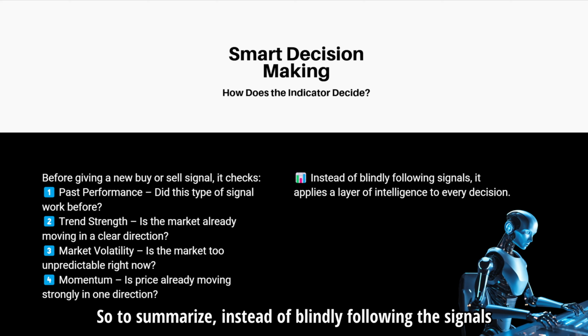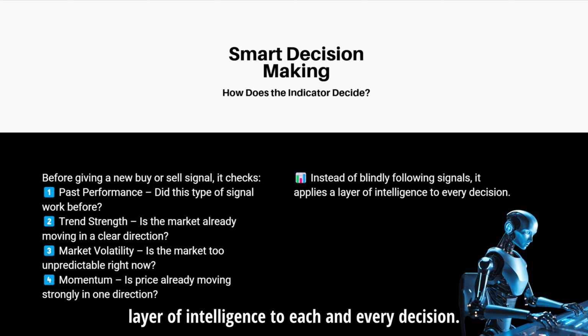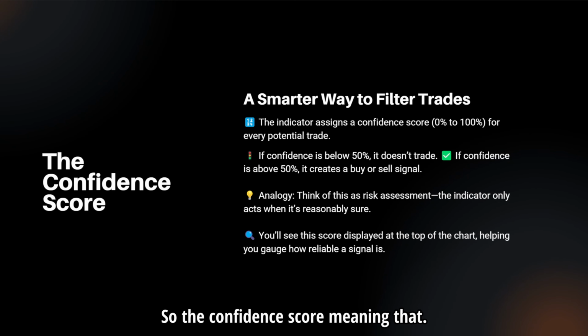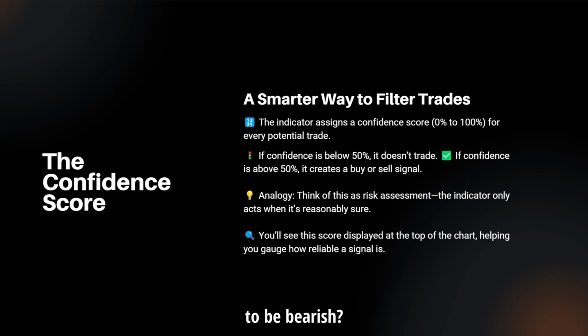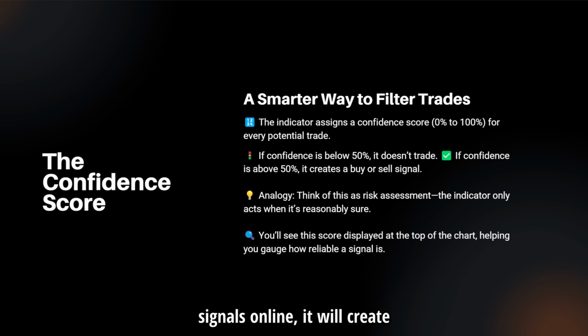So to summarize, instead of blindly following the signals that we give it, it applies a layer of intelligence to each and every decision. So let us talk about the confidence score that we saw. The confidence score means how confident it is that it's going to be bullish or how confident it is that it's going to be bearish. The indicator will automatically assign a confidence score for every potential trade that it's about to take. If the confidence level is below 50%, it will never take a trade. But if the confidence is above 50% and all of the signals align, it will create a buy or a sell signal if needed. So the analogy here is that it's basically like risk assessment.